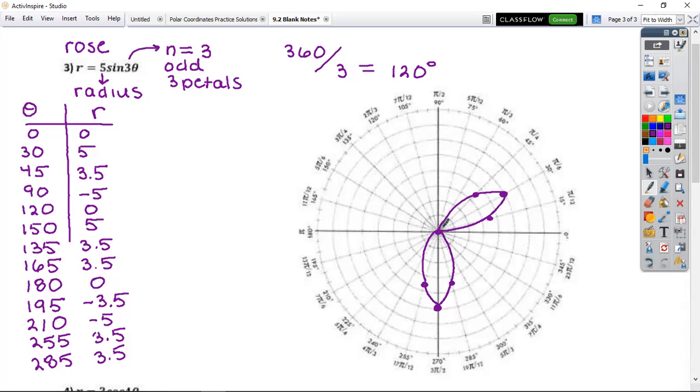And then I have one more of these over here. So what are we at? 150 and 5. So that is 1, 2, 3, 4, and 5. And then you've got those 3.5 again. Okay. And then you are going to sketch this. And that is classified as a rose.